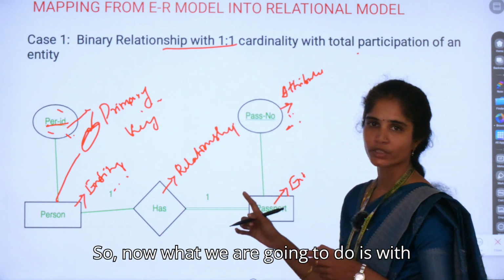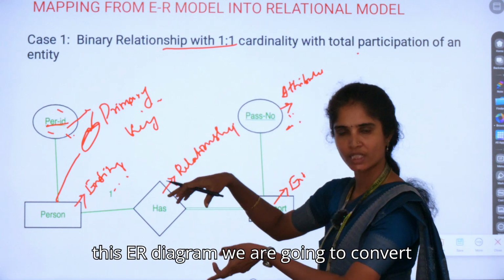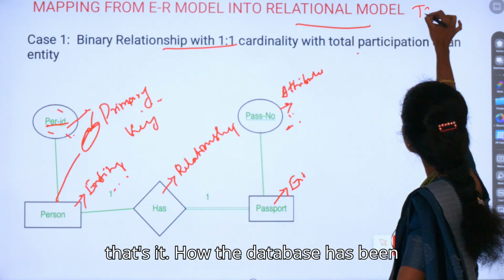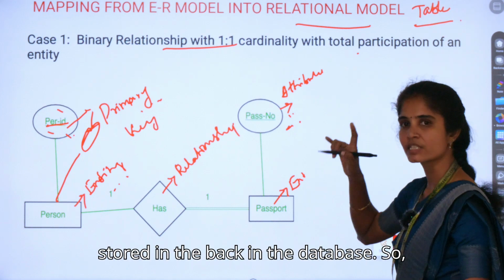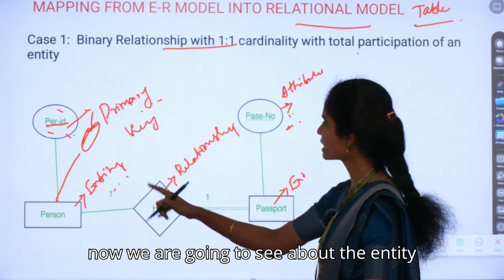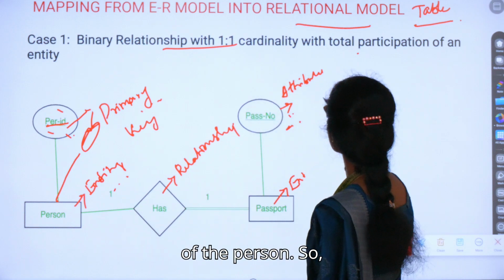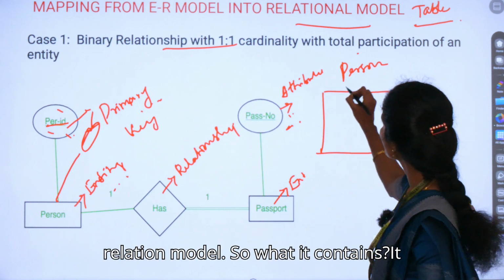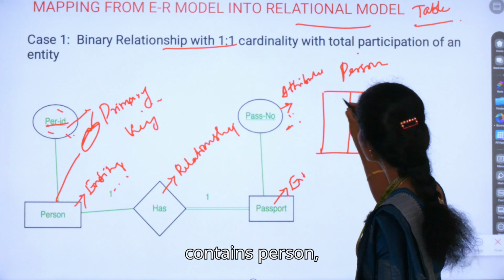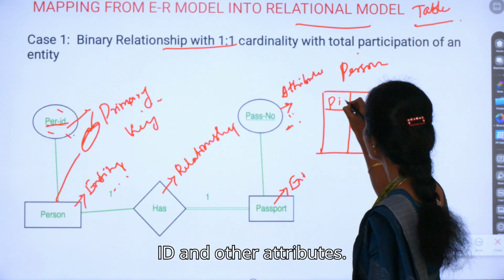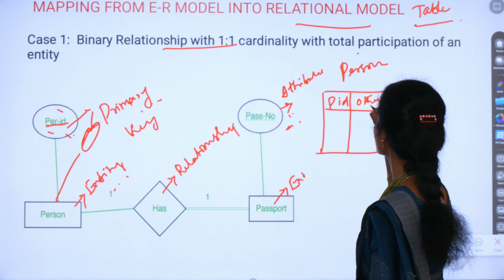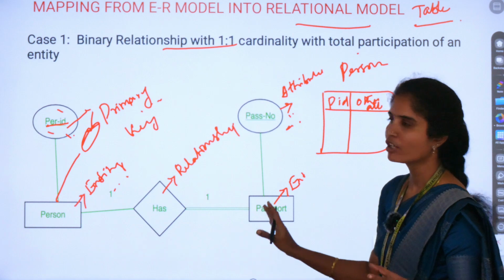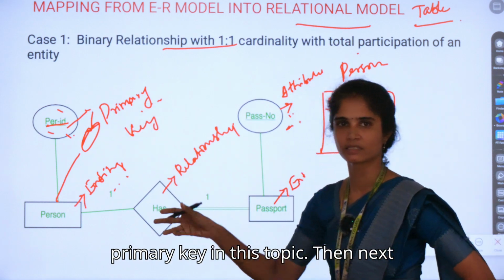Okay. So now what we are going to do is convert this ER diagram into the relational data model. Relational data model is nothing but a table format. That's it. That is how the database is stored in the back end. So now we are going to see the person entity. The person entity relation model contains person ID and then other attributes, might be name, address, contact number, father name, mother name, whatever it is. But mainly we are focusing on the primary key in this topic.